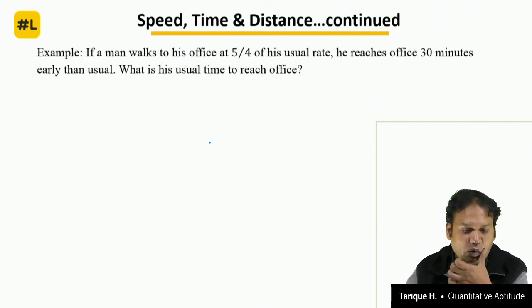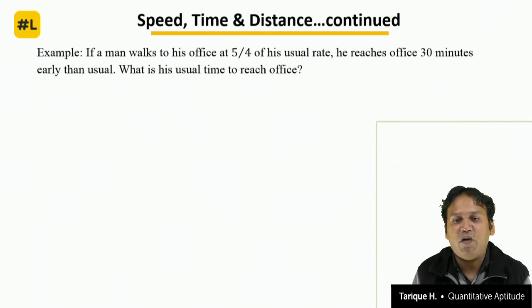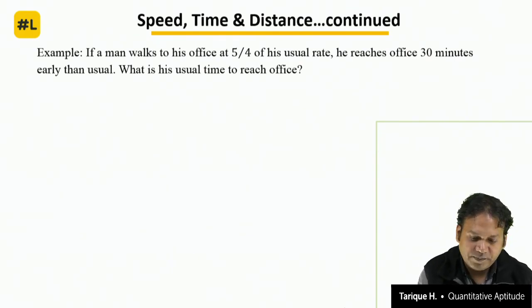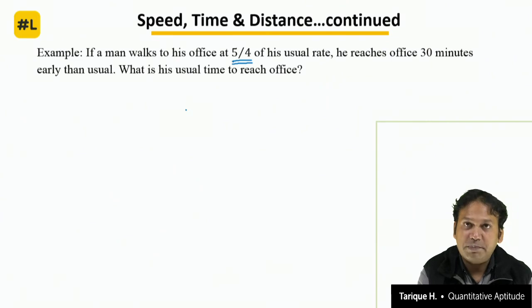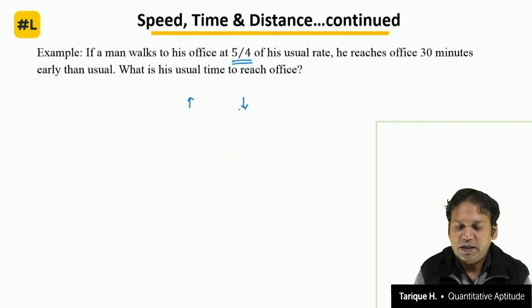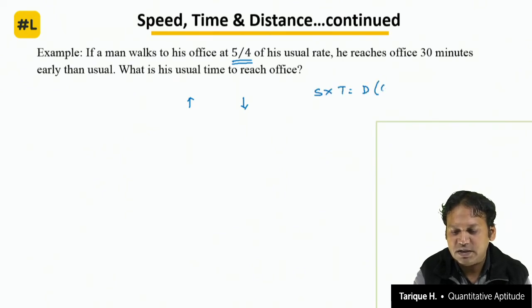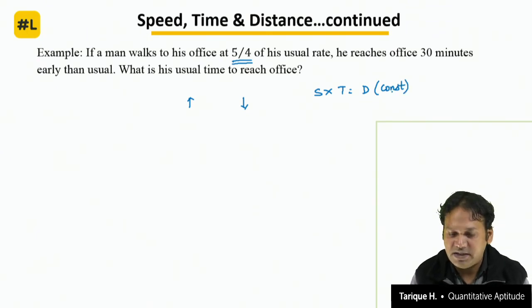If a man walks to his office at 5 by 4 of his usual rate, he reaches office 30 minutes earlier than usual. What is his usual time to reach office? Okay, let's see. This question we will solve in a very simple method, based on the concept of increase and decrease when distance is constant. Speed into time is equal to distance, and distance is constant, because he is covering the same distance.